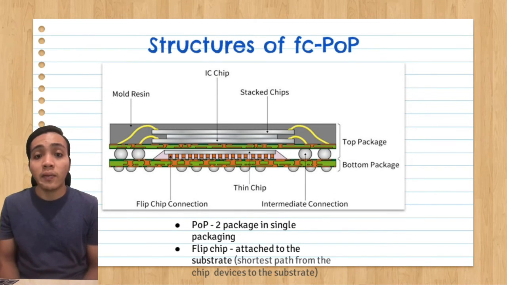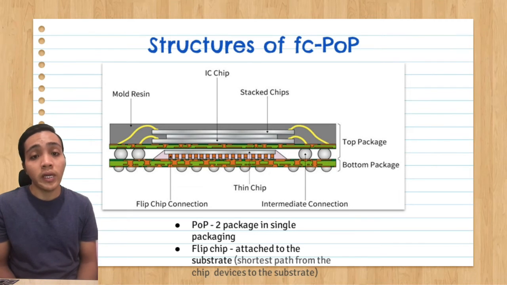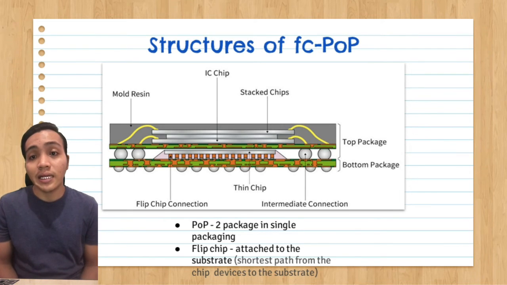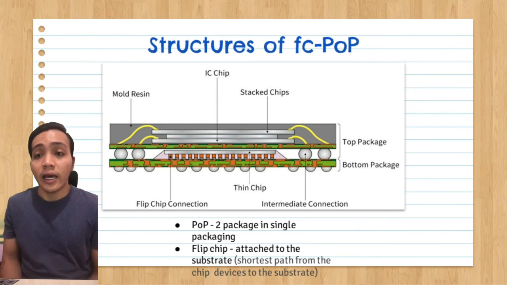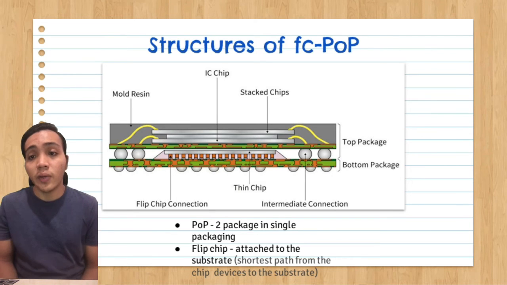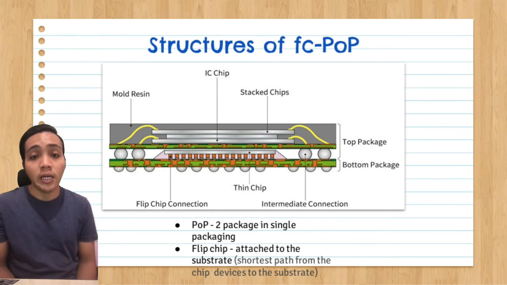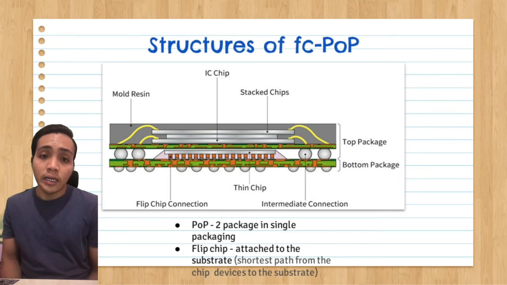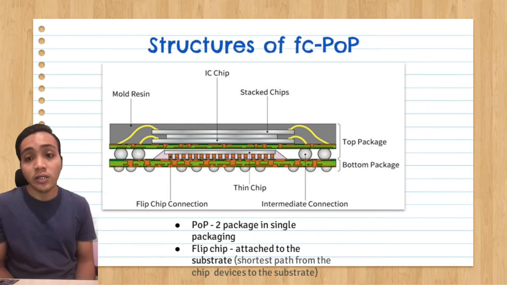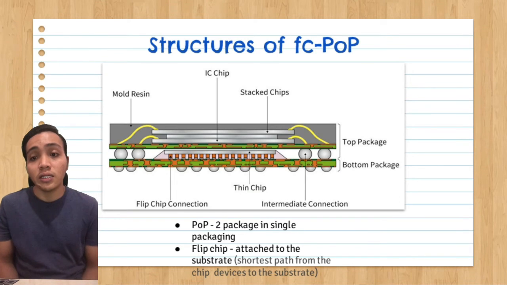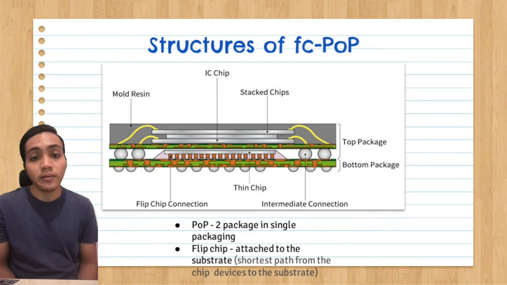Okay, now let's remind ourselves of the meaning of FC PoP. The FC means flip chip and the PoP means package on package. So from the structure we can see there are two packages in a single package, which are the top package and the bottom package. In the structure we can also see the flip chip attached to the substrate, which gives the shortest path from the chip device to the substrate.